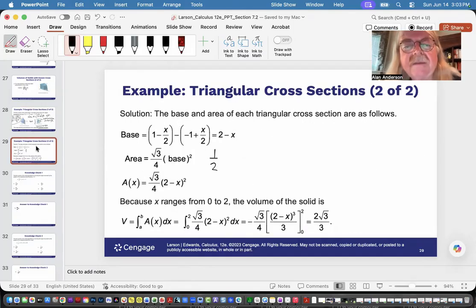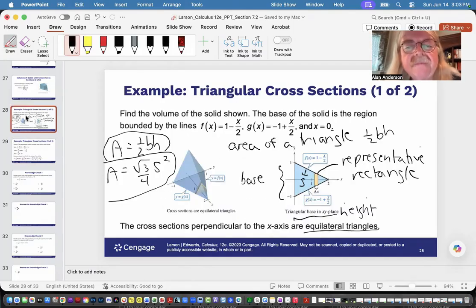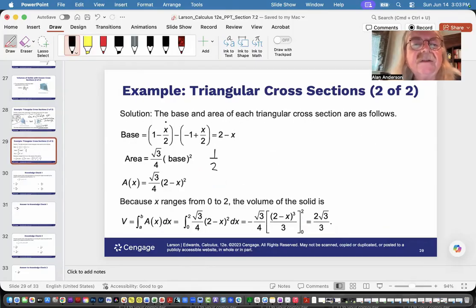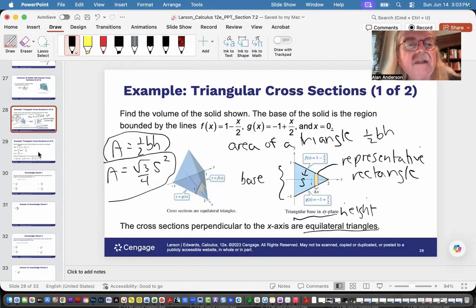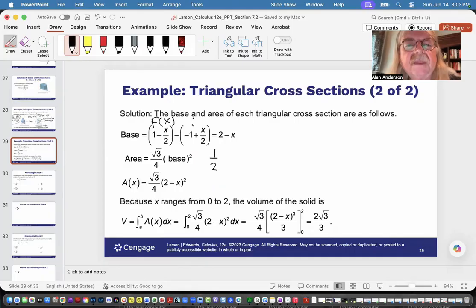Okay, so with that being said, the base is the vertical distance between those two functions, f of x minus g of x, which means here's our f of x, 1 minus x over 2. Here's our g of x, minus 1 plus x over 2. Oops, sorry, that's g of x. And then algebraically, that becomes 2 minus x.